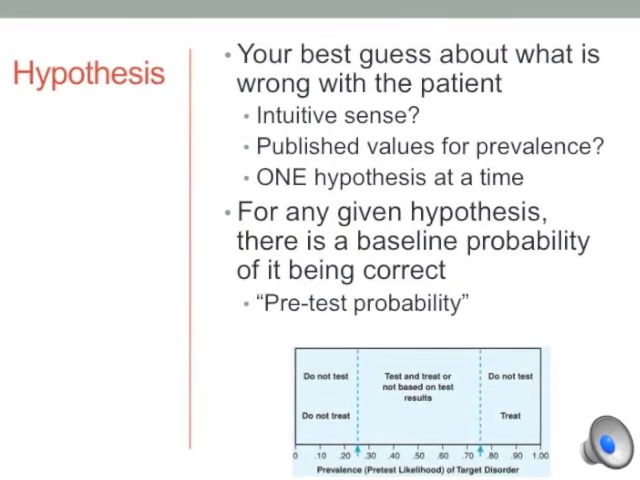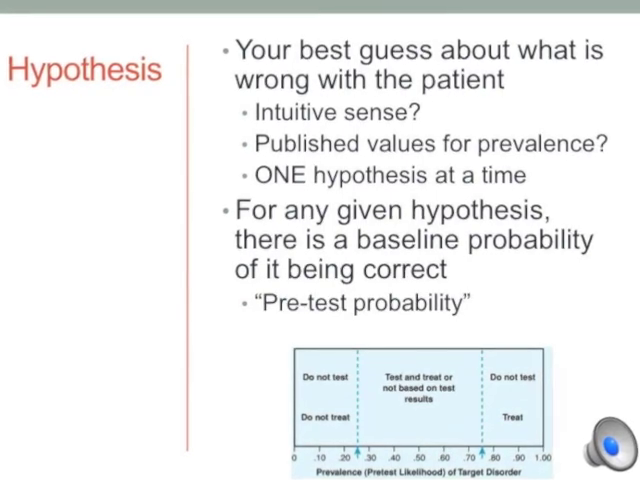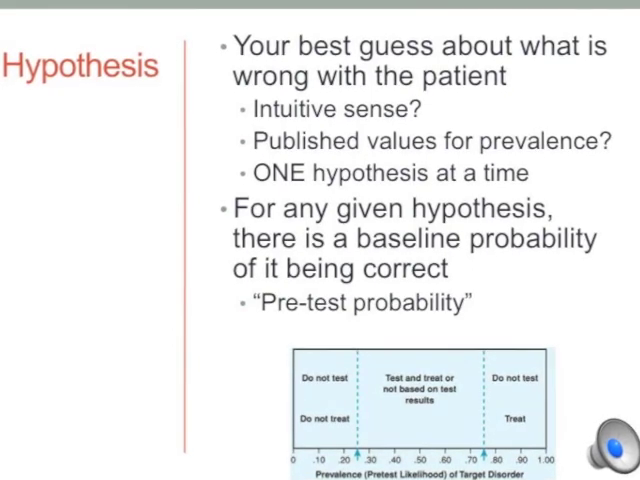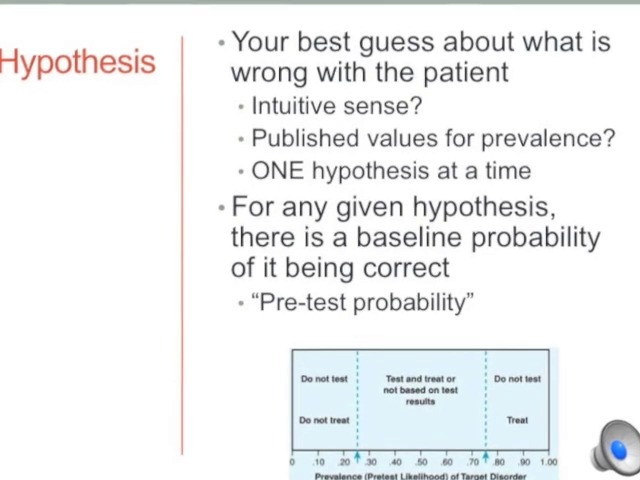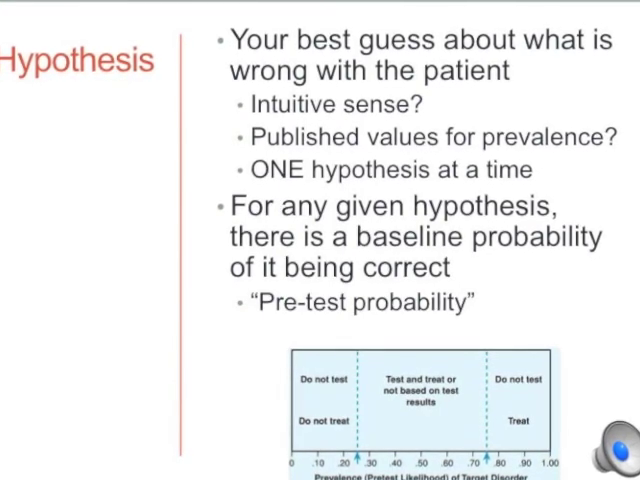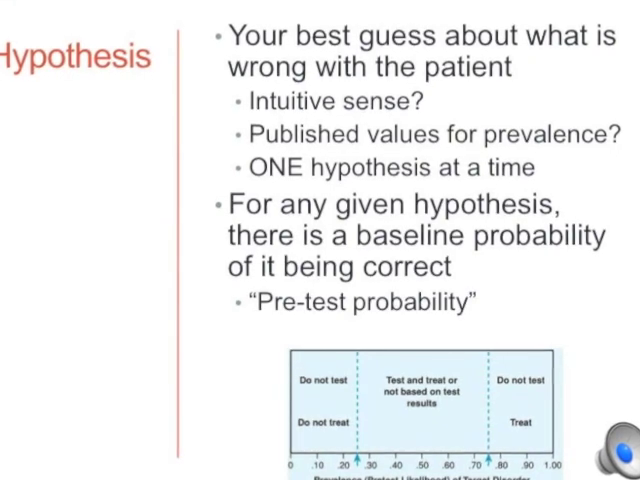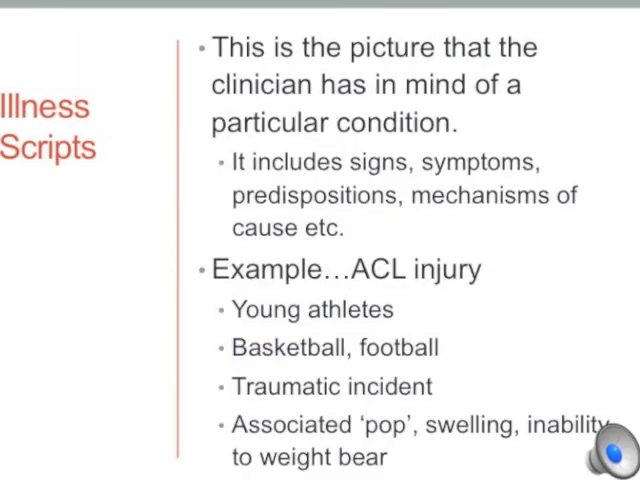It's our best guess about what's wrong with the patient. In this case, we know it from the literature, we have an intuitive sense, and we've probably seen this many times anyway. We're going to focus on one hypothesis at a time, and every question we ask or test we perform should now push us, looking at that bottom diagram there, towards either referring out or treating, based on the probabilities that were correct.